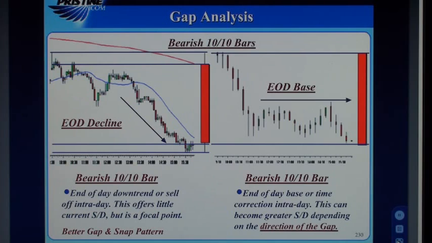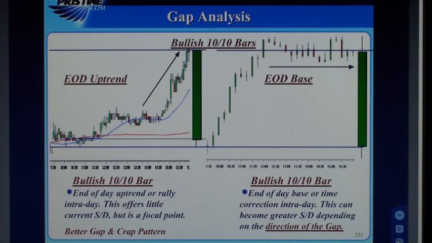So for all of our bearish bars, we're going to take note of whether the prices were declining at the end of the day or whether they were basing at the end of the day. Again, a gap down from an end of day base is going to provide a significant area of overhead resistance, whereas a gap down from an end of day decline will provide little to no overhead resistance.